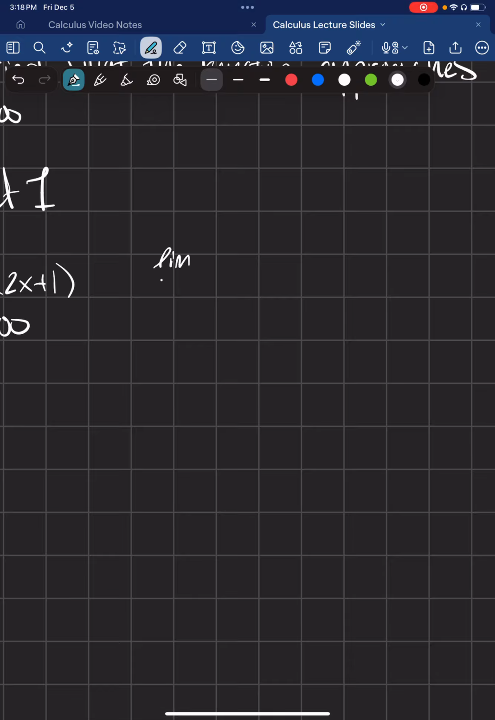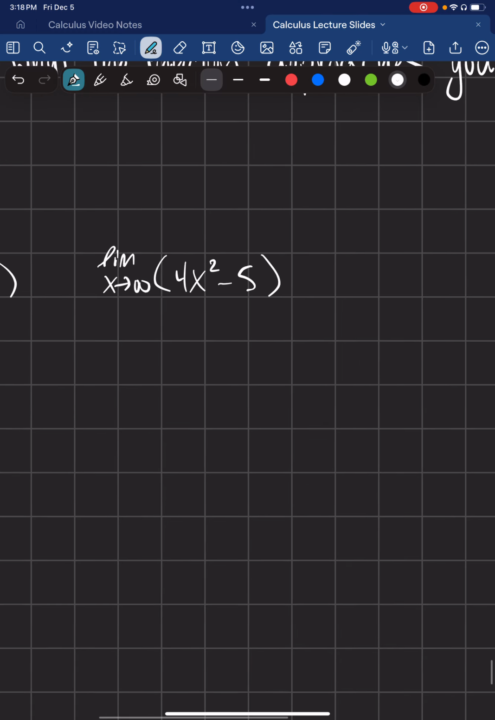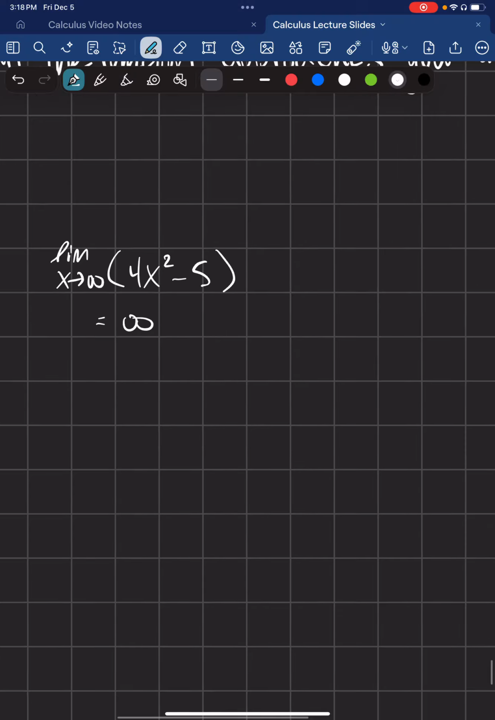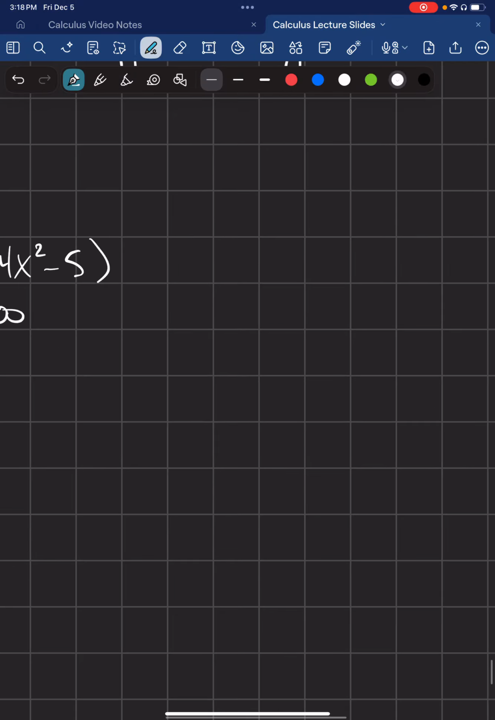If we do another problem, the limit as x approaches infinity of x squared minus 5, we're going to have a similar case. Our negative 5 is pretty much going to become non-existent as x reaches infinity with these bigger and bigger values. Along with that, whatever x value we plug in is going to end up getting squared and multiplied by 4, making it even bigger. So we end up with infinity.